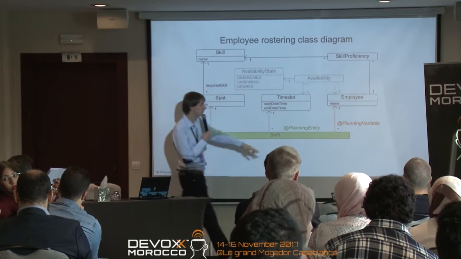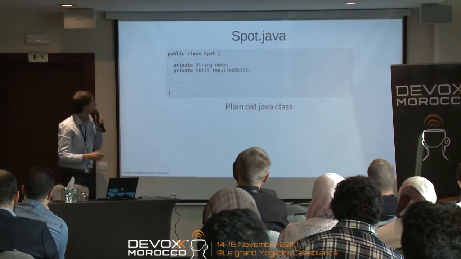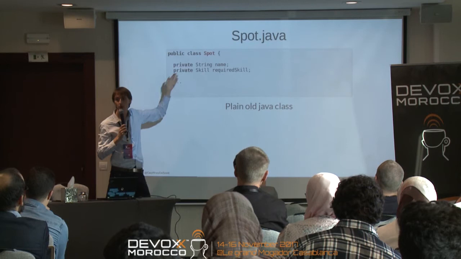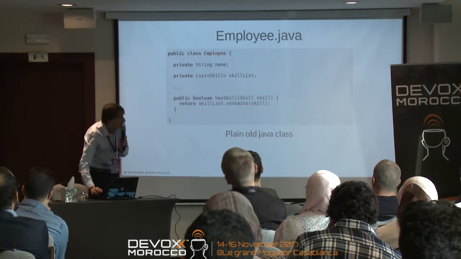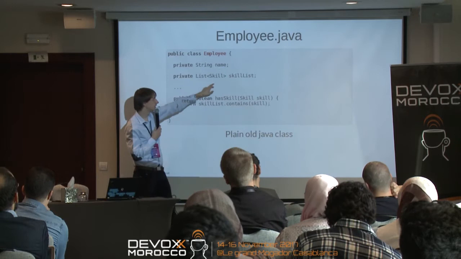And I'll show that in code right now. So the spot is a plain old Java class. In this case, it just has a name and a required skill. Not a big surprise. You can do getters and setters on that if you want. You can make it serializable if you want to serialize it, but OptaPlanner doesn't care. This is my employee. My employee has a name and has a list of skills. So an employee can have multiple skills, right?